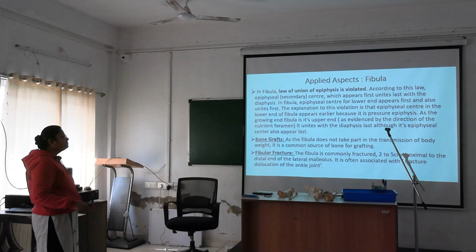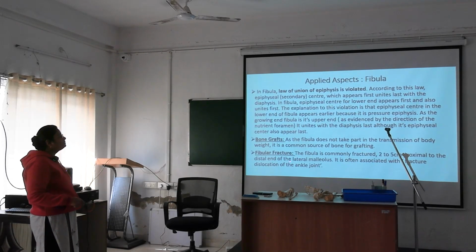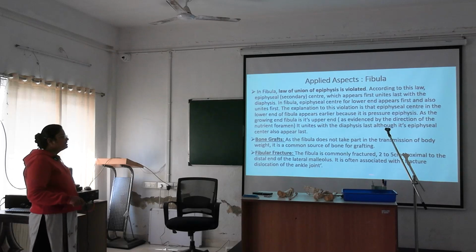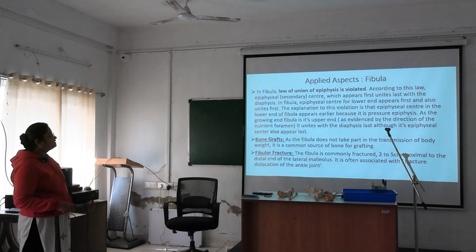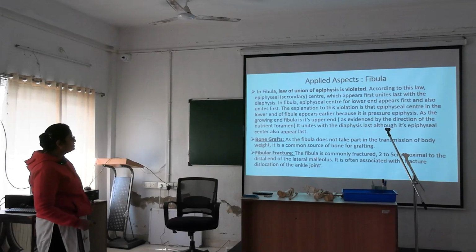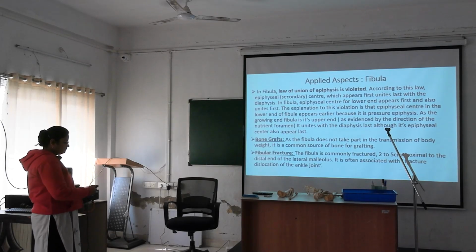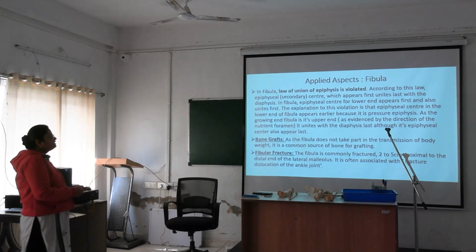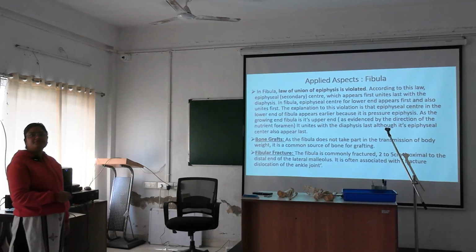Fibular fracture. Fibula is commonly fractured 2 to 5 centimeters proximal to the distal end of the lateral malleolus and is often associated with fracture dislocation of the ankle joint. So this is the common site of fibular fracture. All these clinical aspects of fibula are important.